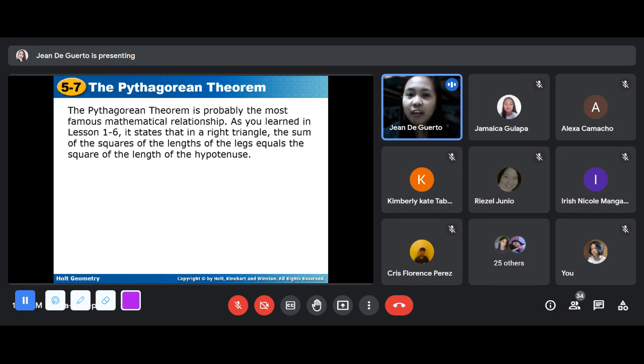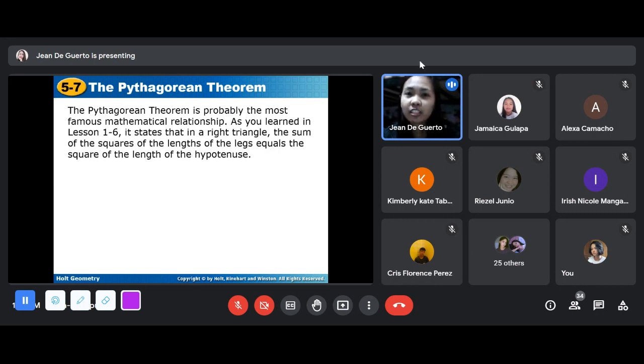So, we have the Pythagorean theorem. Okay, so I know narinig nyo na itong theorem na to, Pythagorean theorem. Familiar na kayo sa Pythagorean theorem? So, as a review, pag sinabi natin Pythagorean theorem, this theorem is popularized or developed by the Greek mathematician.